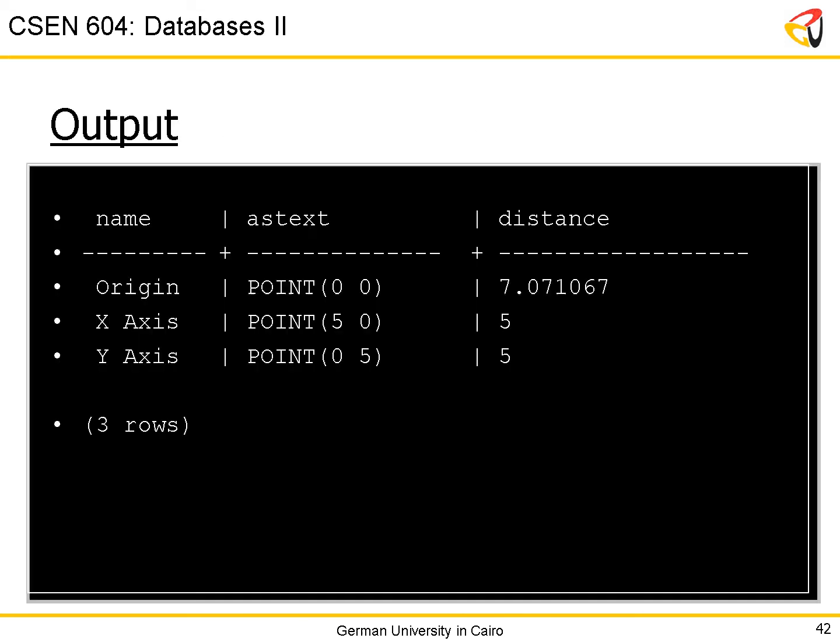When I run this, this is what I'm going to get. I'm going to get name, as text, and distance. As you see, the name is origin, and the 0.00, x-axis 0.50, y-axis 0.05 is what I inserted into the table. Then I calculate the distance using the spatial function distance that I showed you in the previous slide, and that's the computation of the distance. 7.075 and 5 is actually the distance computed.